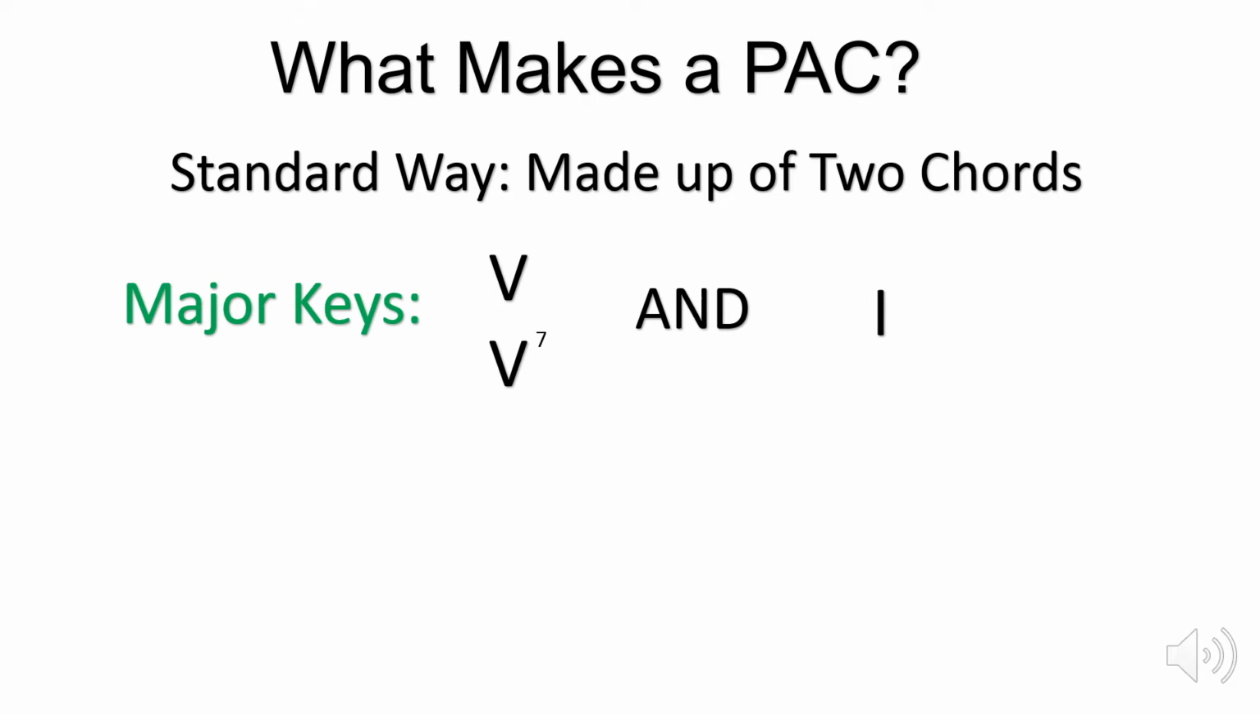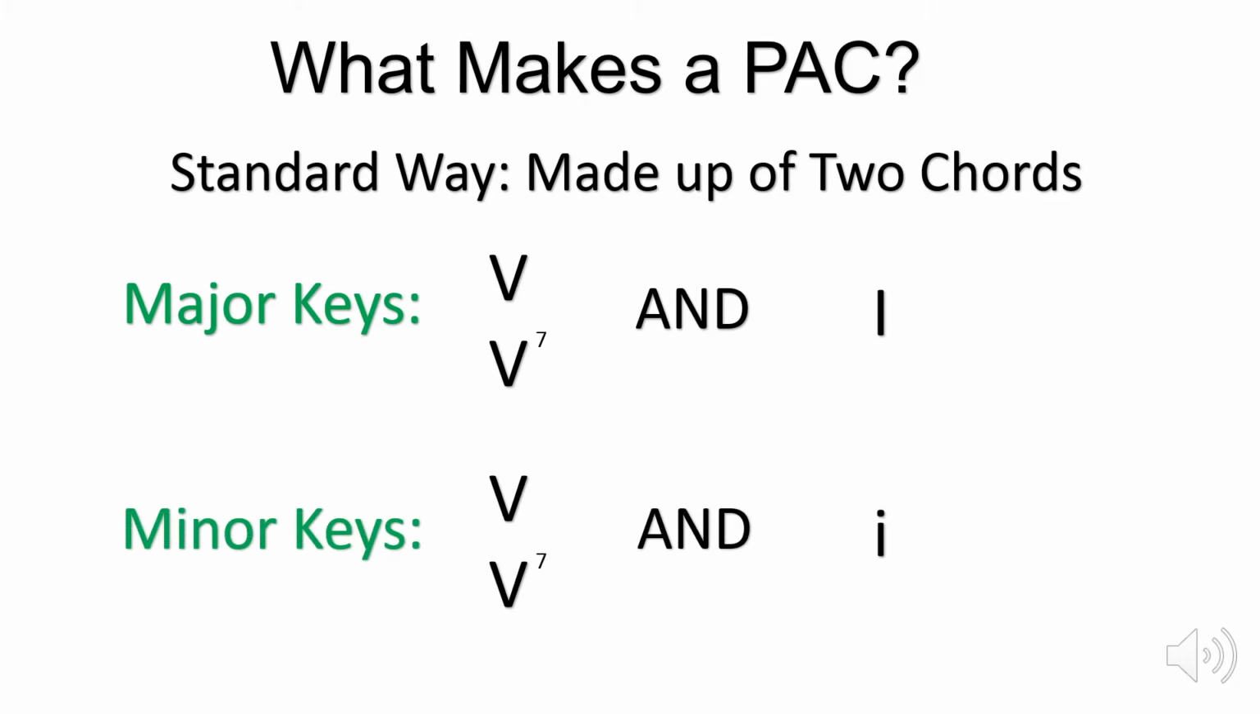In major keys, the two chords or harmonies we need are 5-1, or sometimes 5-7-1. And of course, in minor keys, we would also have the dominant, the 5, and a minor 1. We can also make it the dominant 7th chord, so 5-7 and a minor 1. So these are the harmonies we need to make a PAC.